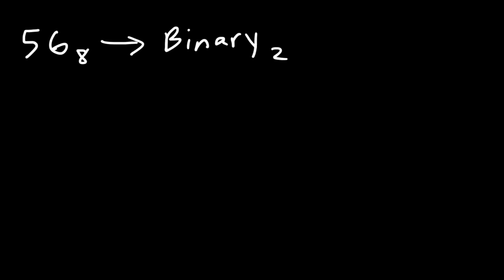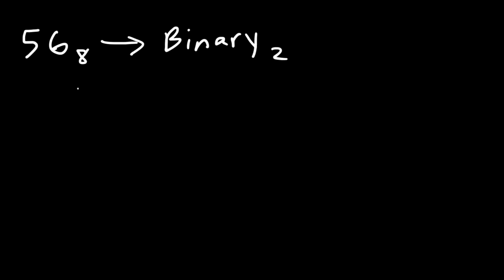In this video, we're going to talk about how to convert an octal number into a binary number. So let's say we have 56 in the base 8 system, that is, in the octal system. How can we convert that to a number in the binary system, that is, in the base 2 system?